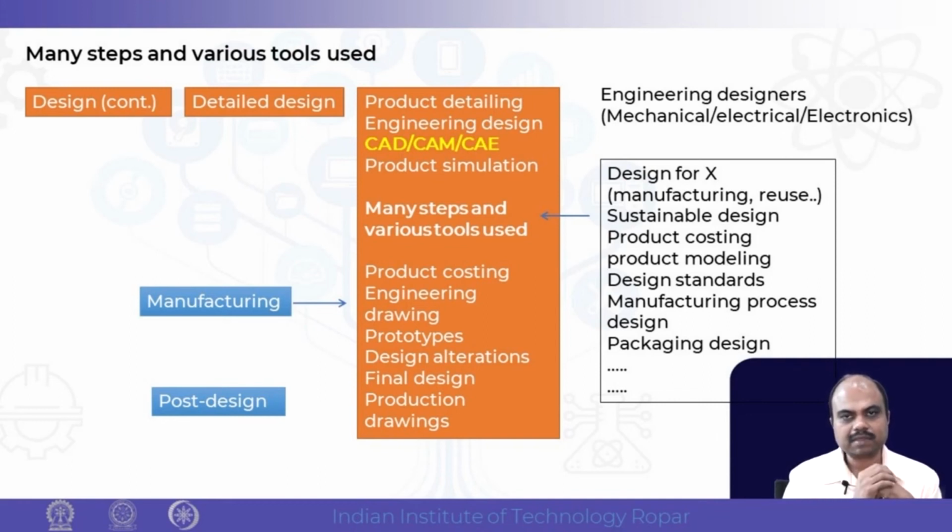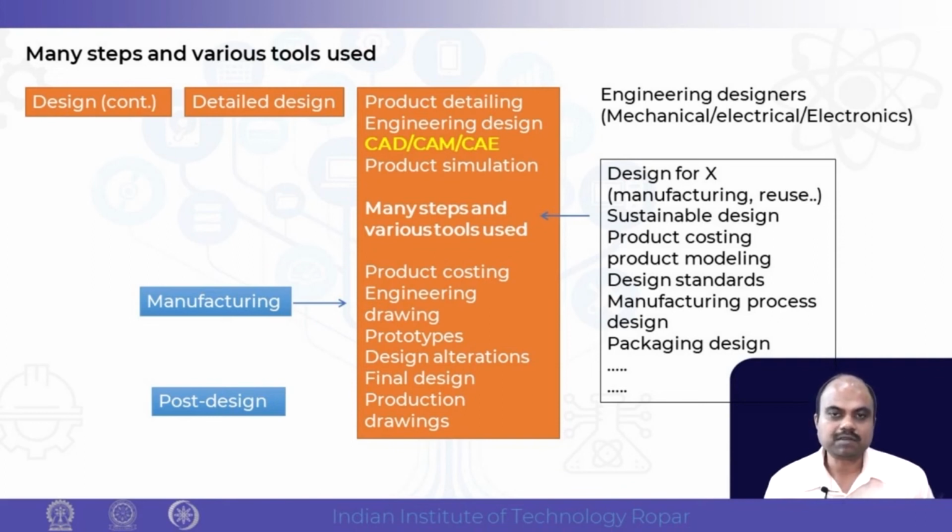There are many software packages for analysis. Then we do product simulation, virtual product simulation or physical product simulation. Then we make models again. Then many other things are also done, especially design for X. Design for X is where design for manufacturability, design for reuse, design for remanufacturing, all these come in. Sustainable design, how to make products more sustainable.